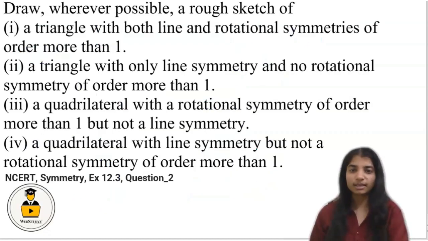Now part three is a quadrilateral with rotational symmetry of order more than 1 but not a line symmetry. So we are considering a quadrilateral, having 4 sides. Let's say this is a quadrilateral having different sides, so it doesn't have symmetry. So we can say that there is no line of symmetry.